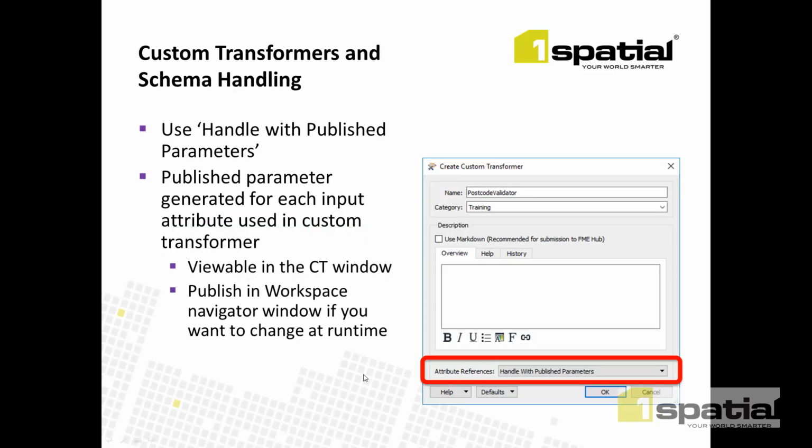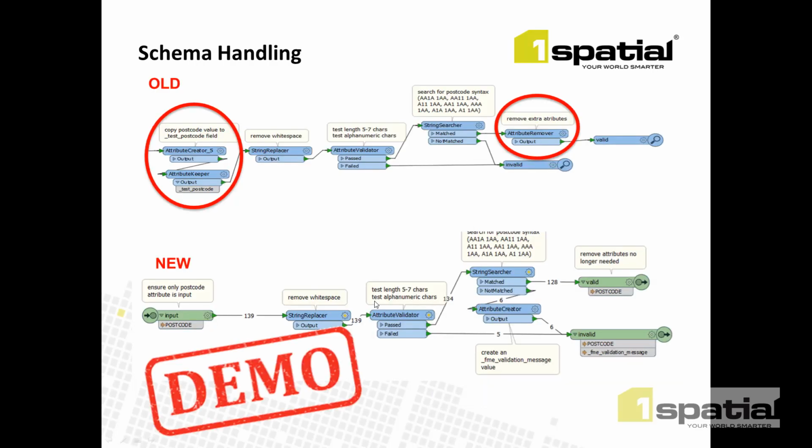So next we need to discuss handling custom transformers, and handling the schema within the custom transformer is the component that we want to look at here. This is handled with published parameters, and published parameters can be generated effectively for each of your input attributes that you want to use in the custom transformer, and they're then subsequently available in the custom transformer window, and also available to be published in the workspace if the user wants to change those at runtime. So let's go and take a look at that in a little bit more detail.